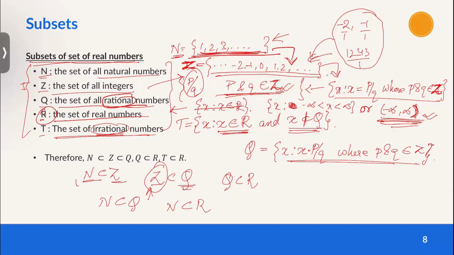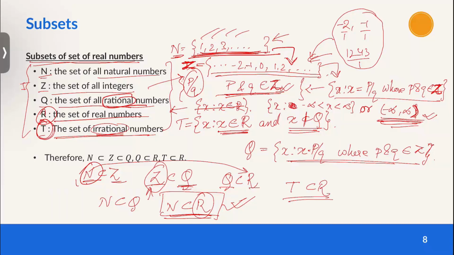Because N is a subset of Z, Z is a subset of Q, and Q is a subset of R, N will be a subset of R. All the numbers in N will be in R, but the reverse is not the case. You can check: 1, 2, 3, 4 and so on. These numbers will all be in the set of real numbers. Similarly, the set of irrational numbers will also be in the real numbers, so T will be a subset of R, right?